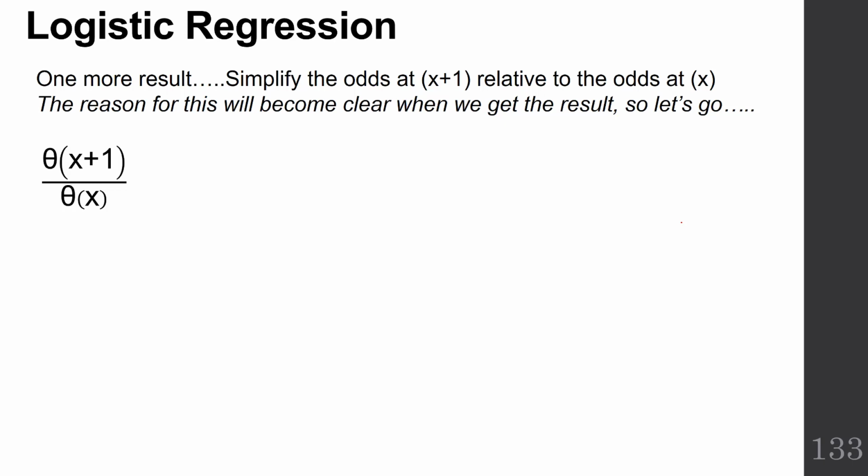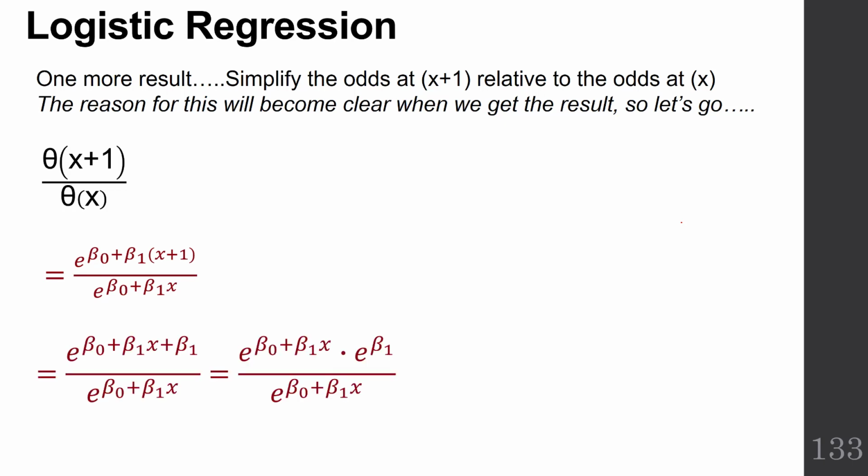Now what are the odds? That was e to the beta naught plus beta 1x, right? We just did that a minute ago. So in the numerator, we're going to put x plus 1 in for x, and in the denominator, we just have plain old x. Now, because of the rules of exponents, I can distribute the beta 1 in the numerator through the parentheses. That was the first step.